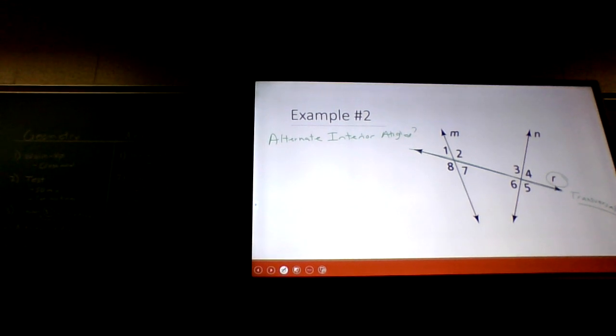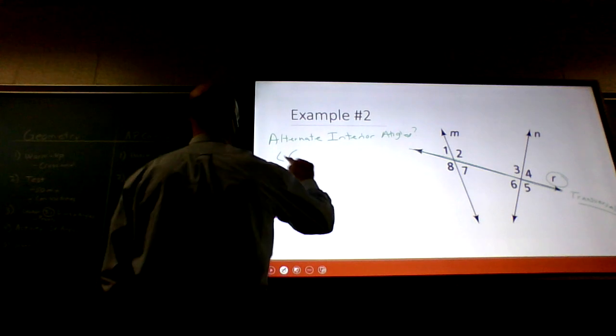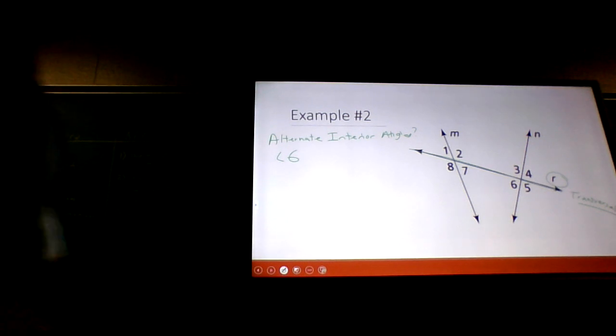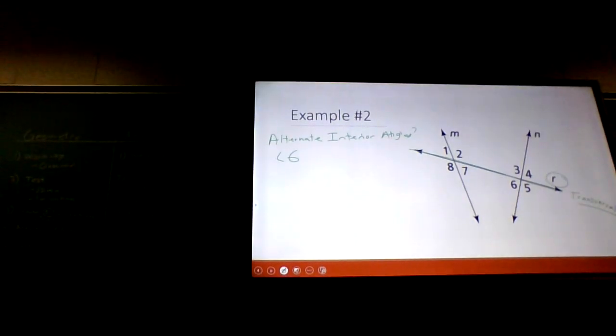6 and what? 6 and 3. 6 and 3 are not alternate interior. Okay, so I'll guide it. Who can tell me what angle is alternate and interior to angle 6? 4. No. By the way, what are angles 6 and 4? Vertical angles, Anthony says. Correct. Anthony, that's a smarty. Good job, dude.